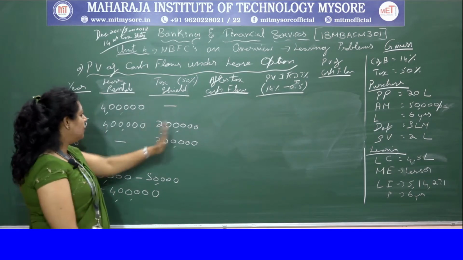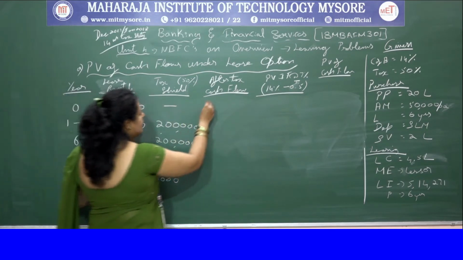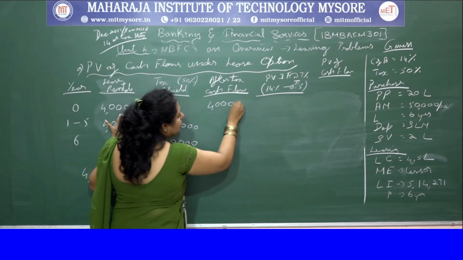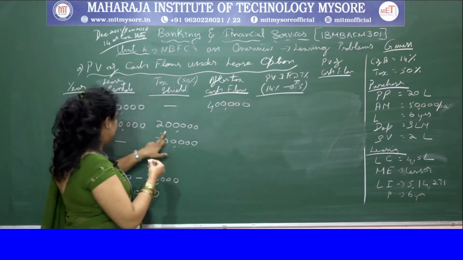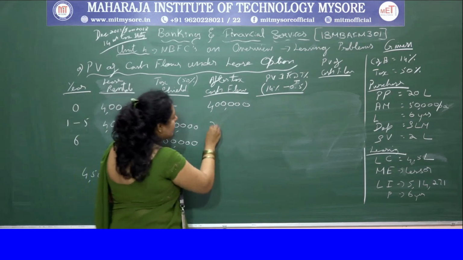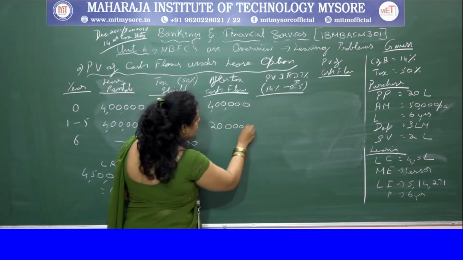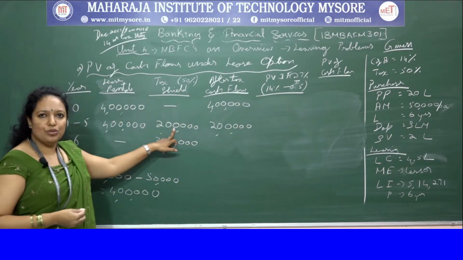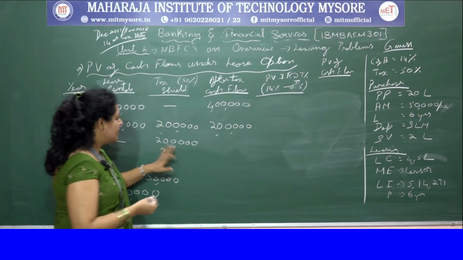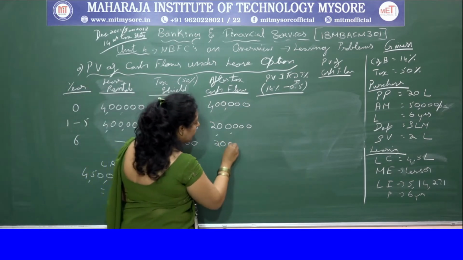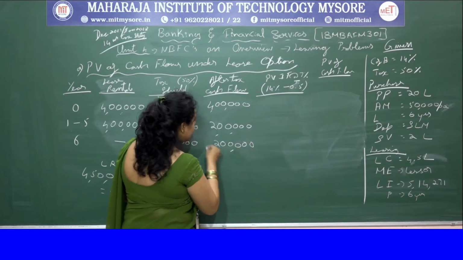Then when you deduct this, for the 0 year you get 4 lakh. Then for the second year you get 2 lakhs, because 4 lakh minus 2 lakh you get 2 lakh, and this is a negative tax shield which you are getting. So this I'll put as negative.